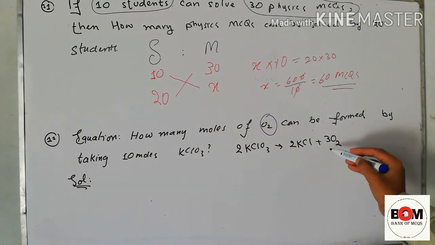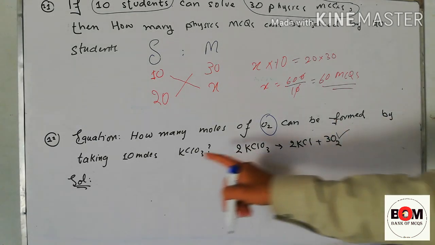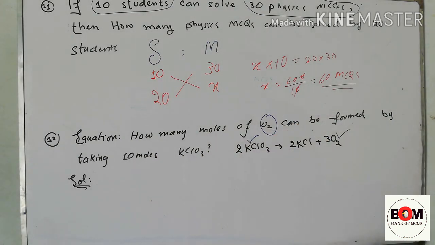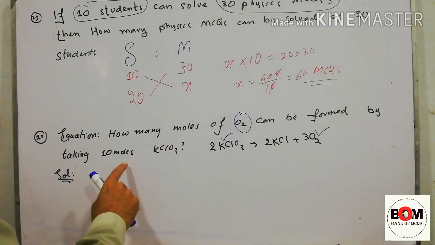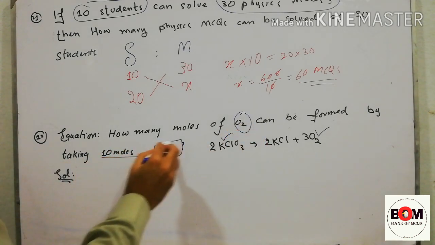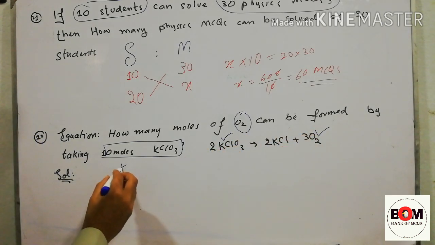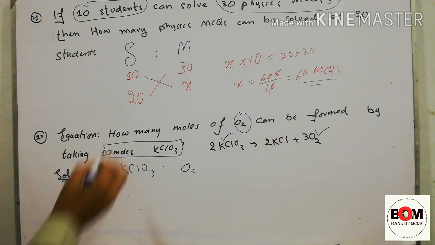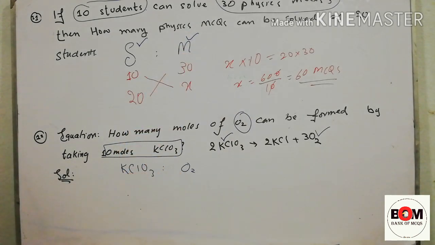They have asked for how many moles of oxygen can be formed, so one quantity is oxygen, and the second is KClO3, since they gave 10 moles of KClO3. The two quantities that we select are the given substance and the asked-for substance. So asked for is oxygen and given is KClO3. So these quantities will be selected, and we write the ratio between KClO3 and oxygen, like this. Just as for students and MCQs, here we selected KClO3 and oxygen.